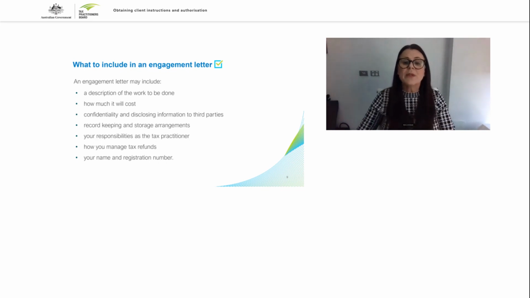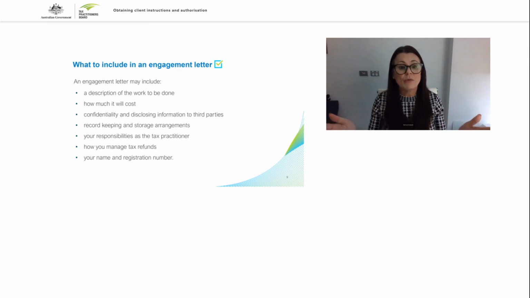It's also important to include your name and your agent registration number in your engagement letter. And this gives certainty to the client that you are registered with the TPB. And if you like, you can also put your registered tax practitioner symbol on your engagement letters.